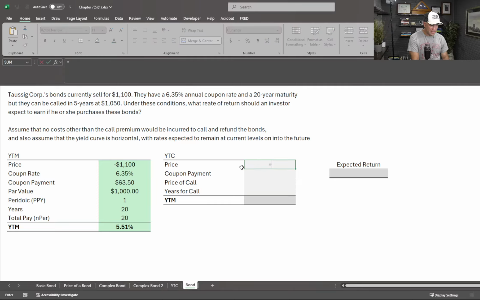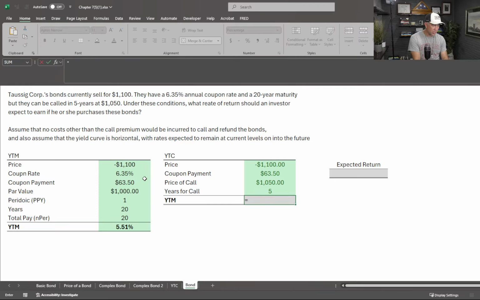So what is the price? Well, the price is the same. It's kind of showed it. If you want to solve it, you just got to plug that in. Coupon payment. What's the coupon payment? Well, that's going to be the same. So just a little practice over here to see how that works. Price to call. That's what we have to find out in the problem. That's 1,050. That's the future value. If they call early, that's what we receive. Years to call. This is 5 years.